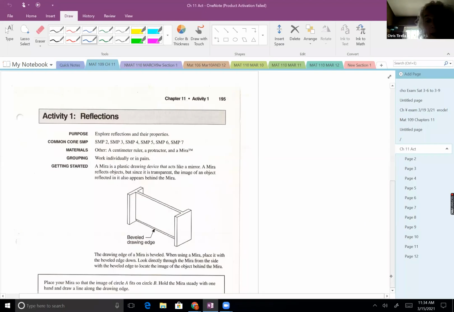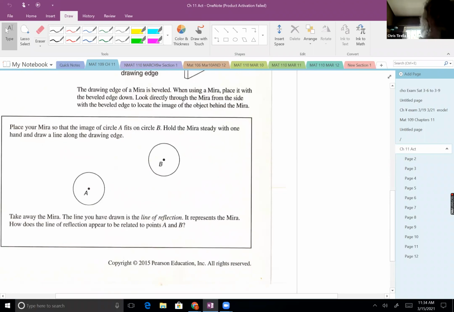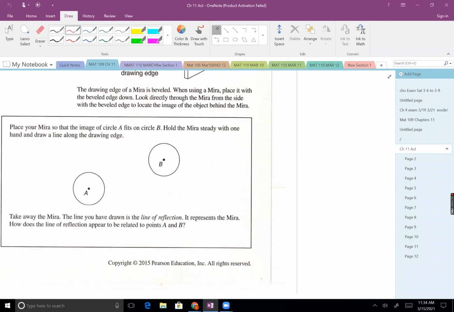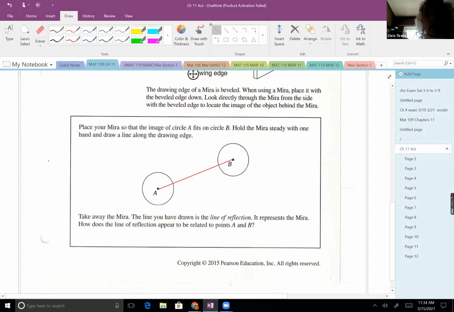We had said that if I were to connect, if A goes to B, the image would be the perpendicular. Let's get rid of that line. It would be the perpendicular bisector. So I try to find the midpoint and go perpendicular.